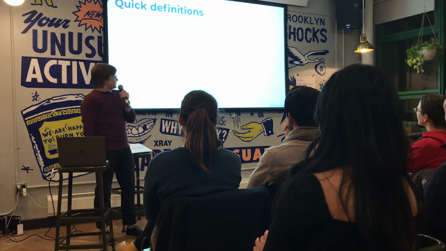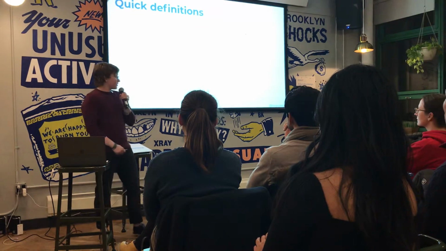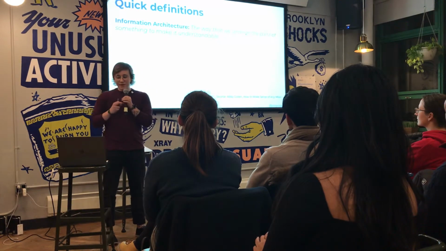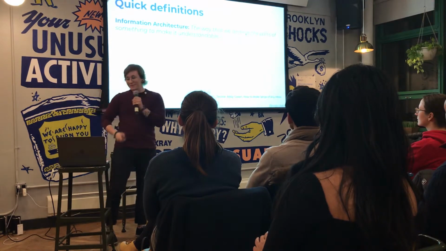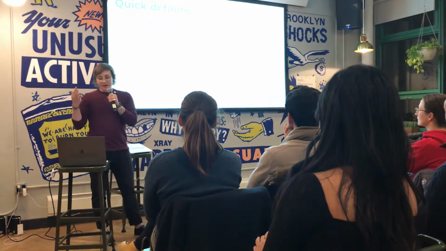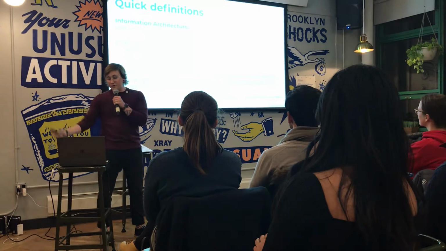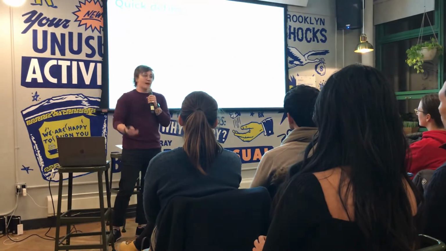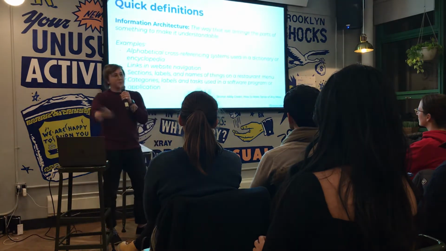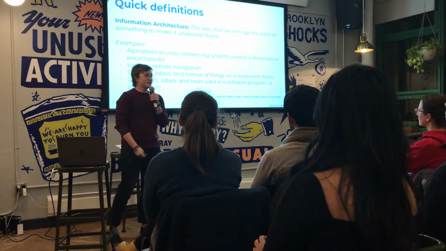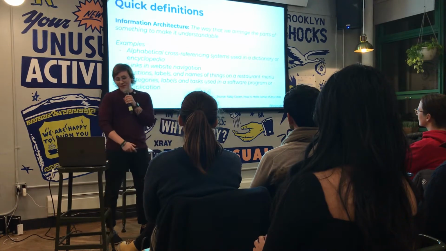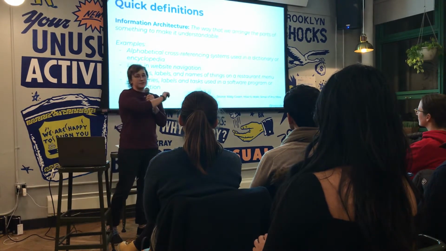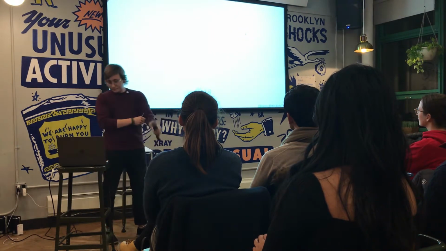So quick definitions before we get started in the actual part of the presentation. Information architecture is the way that we arrange the parts of something to make them understandable. This can look like alphabetical cross-referencing, links in website navigation, labels, how content is organized in a brochure. Pretty much anything where there's content, information architecture has played a part in how that content looks. And for this case study that we're talking through today, we'll be discussing links and website navigation.